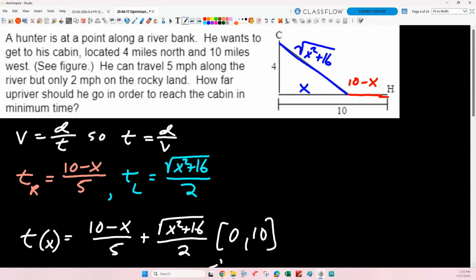Because it's so slow, he goes pretty far along the river. What would have been the impact if he could have traveled like 4 miles per hour along the rocky land? What do you think the calculus gods would have told us then? Yeah, right. He would not have gone so far along the river then, would he? Make sense? Okay. What if he could go the same speed on the river and the land? What do you think would have happened? What would he do? Just go straight. Yeah, he wouldn't go anywhere along the river then, right? And that's what the calculus would tell us.